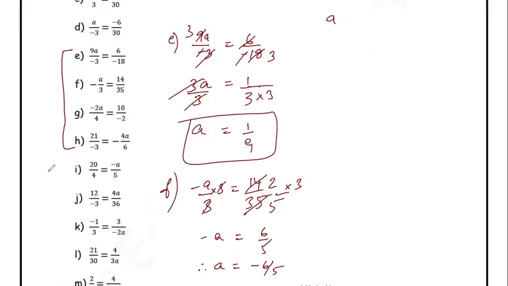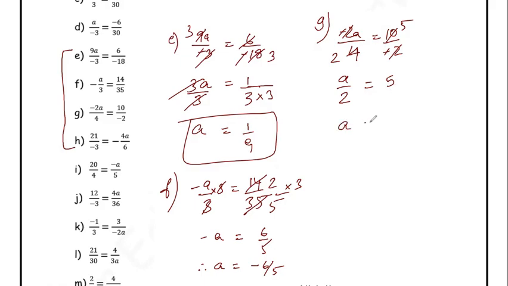Right, G. Minus 2A upon 4 is equal to 10 upon negative 2. So negative negative goes. 2 goes into 4 two times. So you got A upon 2, which is equal to, 2 goes into 10 5 times, 5. Now multiply 2 on both sides. So you got A is equal to 10. Mental math.